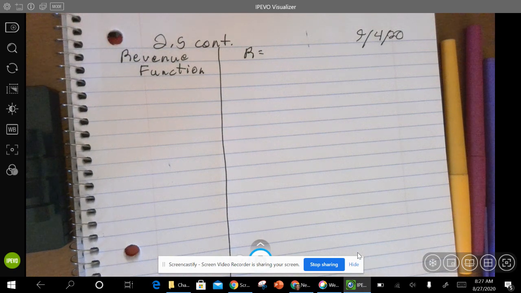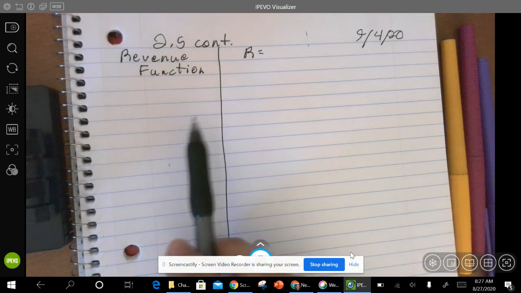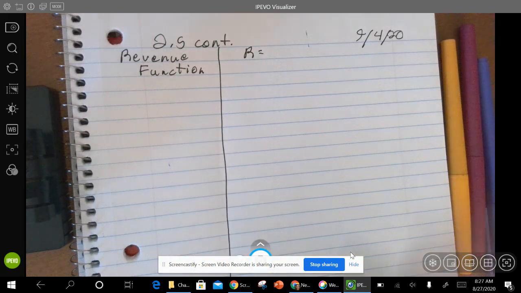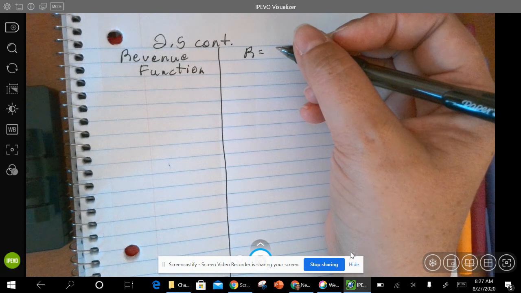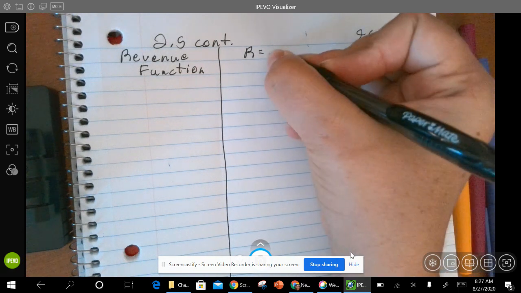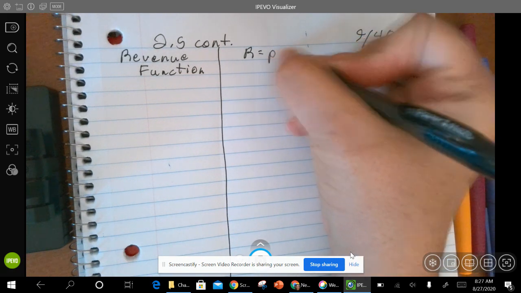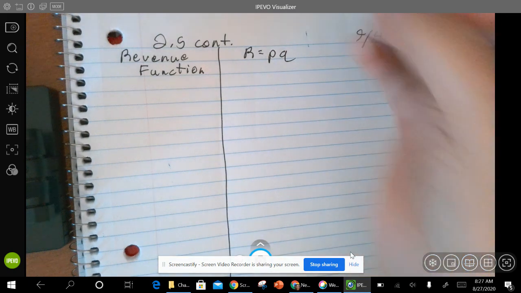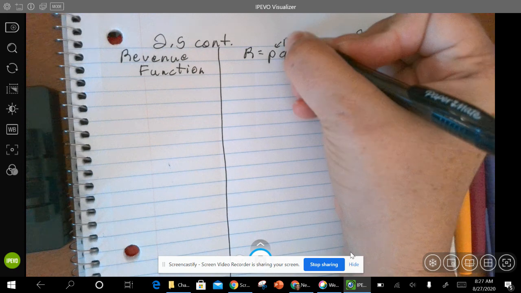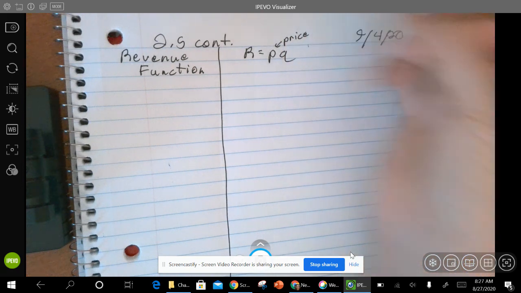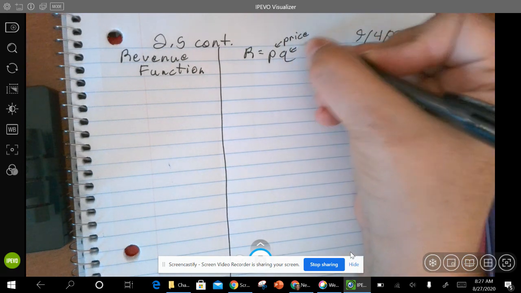Good morning. So we're going to continue working on section 2.5, which is about how we can graph our expense and revenue functions. We're going to work on revenue functions right now. So we have revenue is equal to the price, remember this P is price, times the quantity.